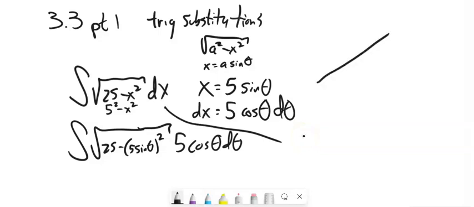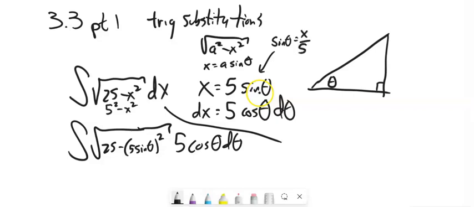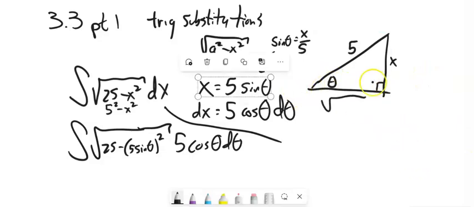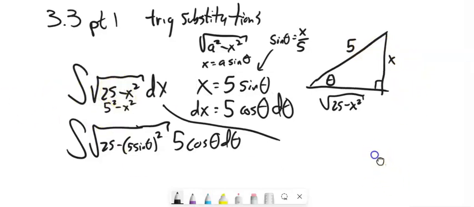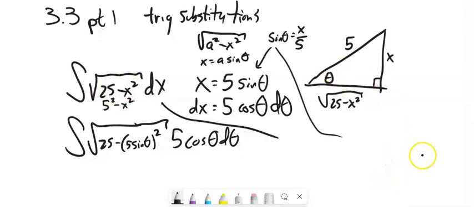Just to get a sense of what we're doing here, if I had a right triangle, and that is my theta, remember sine is opposite over hypotenuse. So if x equals 5 sine theta, I can also say that sine theta is x over 5. Using the Pythagorean theorem, this side down here then looks like the square root of 5 squared minus x squared, 25 minus x squared, which shows up there. So that's kind of nice. That's the idea that we're doing.